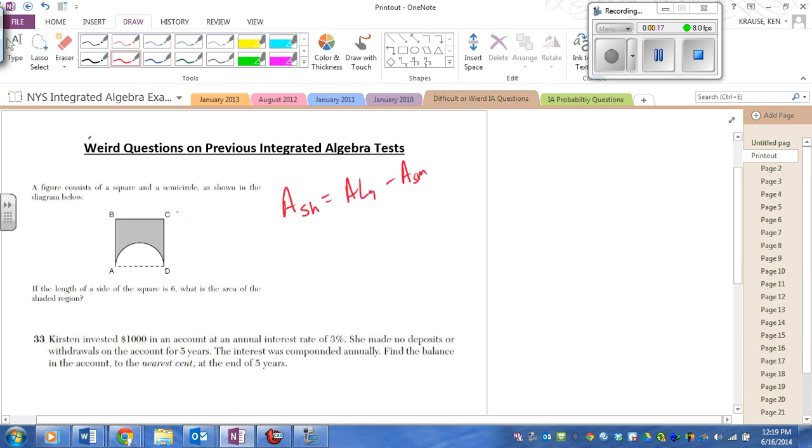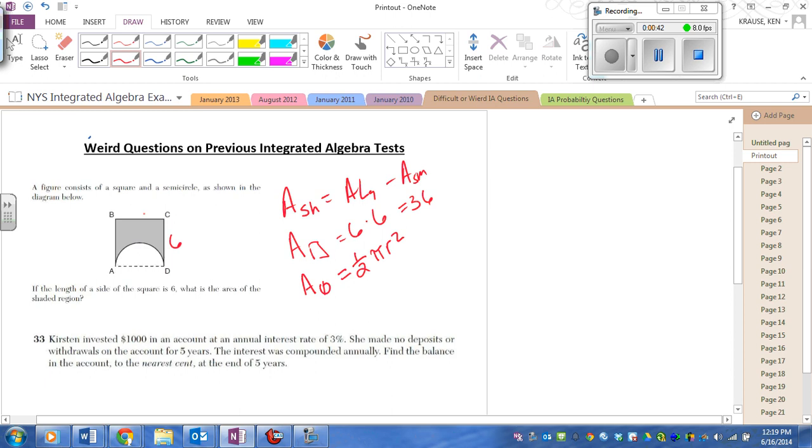In this case, the area of the large shape is a square. So the area of the square is just 6 times 6, just 36. Now this thing obviously is a circle, but it's only half of a circle. So there's a small shape of half of a circle. It's 1/2 pi r squared.